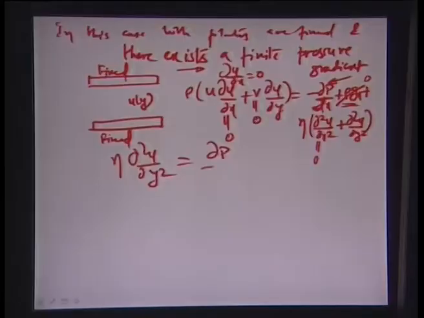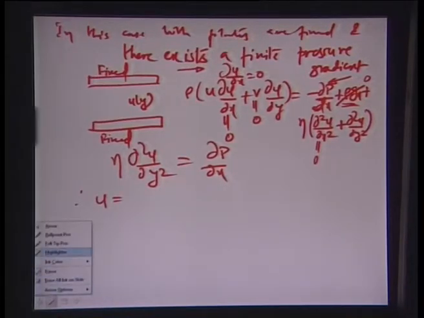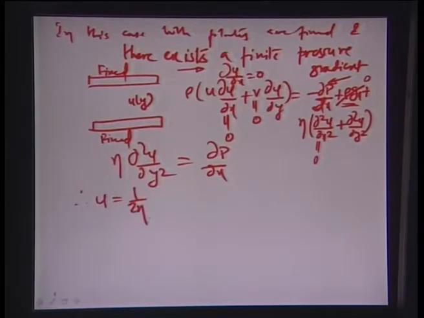So, in this case the equation takes the form η ∂²u/∂y² is equal to ∂p/∂x, the pressure gradient. So, there is a finite pressure gradient in this particular case. If we try to solve this equation we are left with a solution for u which is equal to 1 by 2η ∂p/∂x, the pressure gradient, times y squared plus some constant c1 times y plus c2.